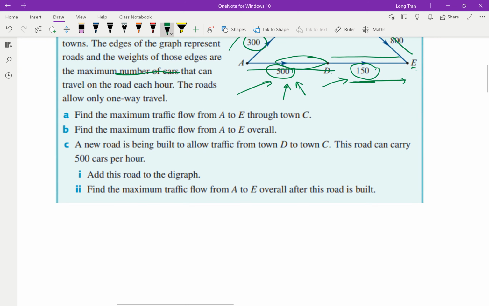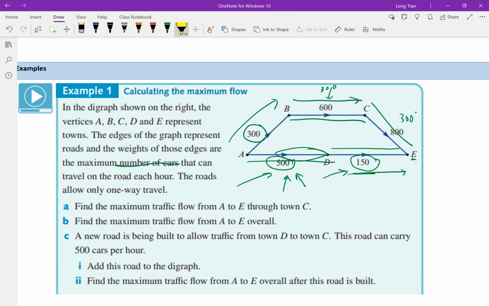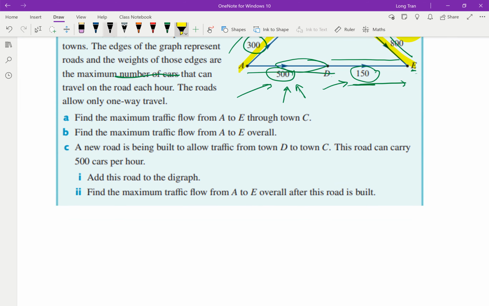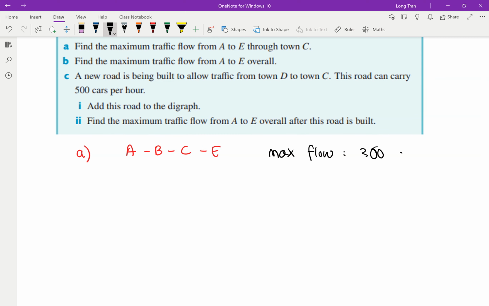So actually, I'm probably answering the question as I'm going. Part A says find the maximum traffic flow from A to E through town C. That looks like they're asking us A to B, B to C, so through town C to get to E. And like I said before, that was a maximum of 300 cars that can get through. So our answer in part A is that A to B to C to E has a maximum flow of 300 cars. Okay, so that's the first part.